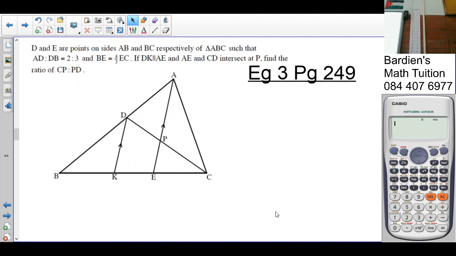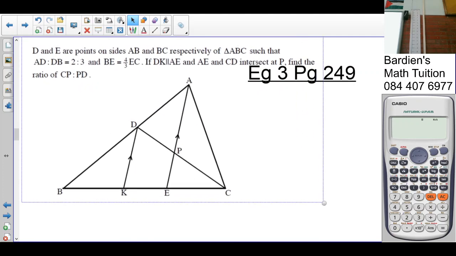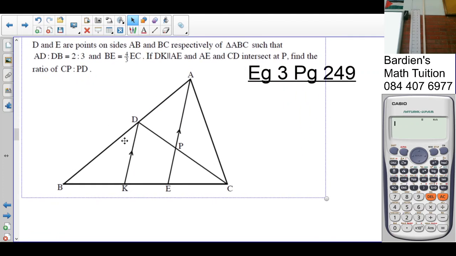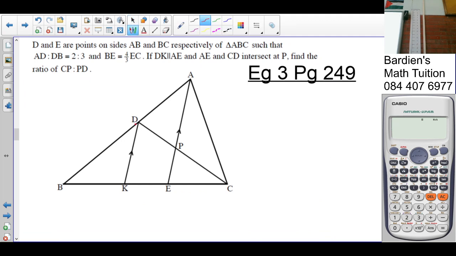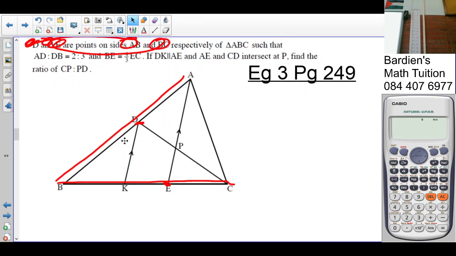Alright, example 3 on page 249. We are told that D and E are points on sides AB and BC respectively. What does respectively mean? In that order. In other words, D is associated with AB and E is associated with BC. That's what basically respectively means.